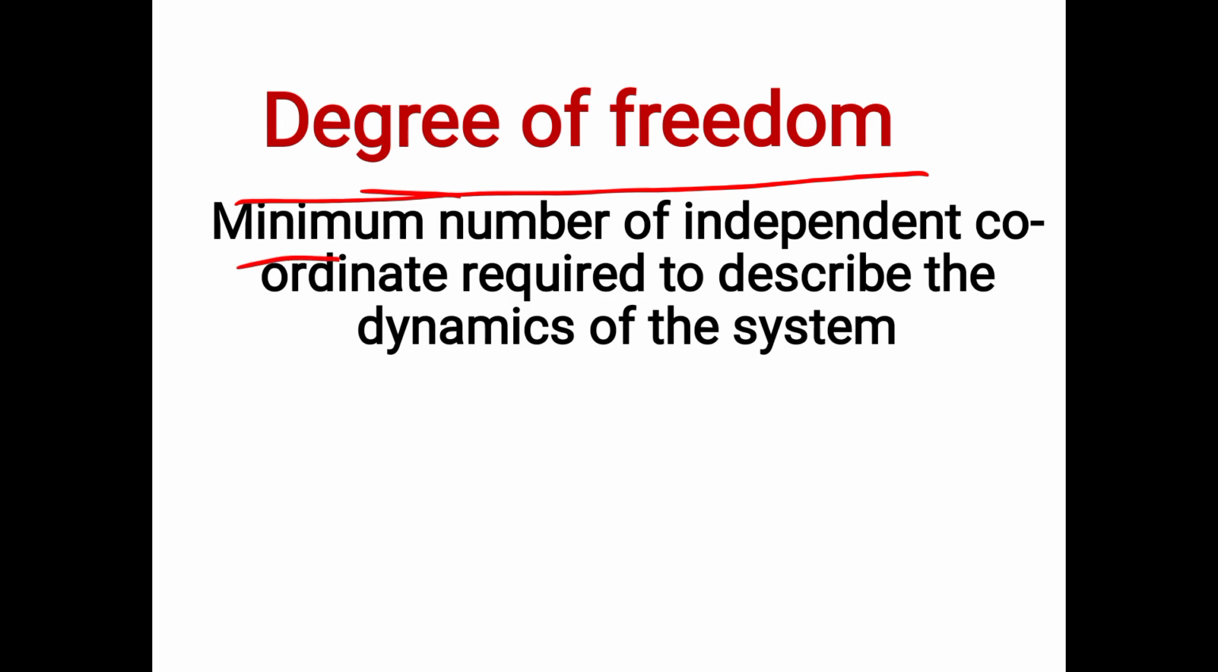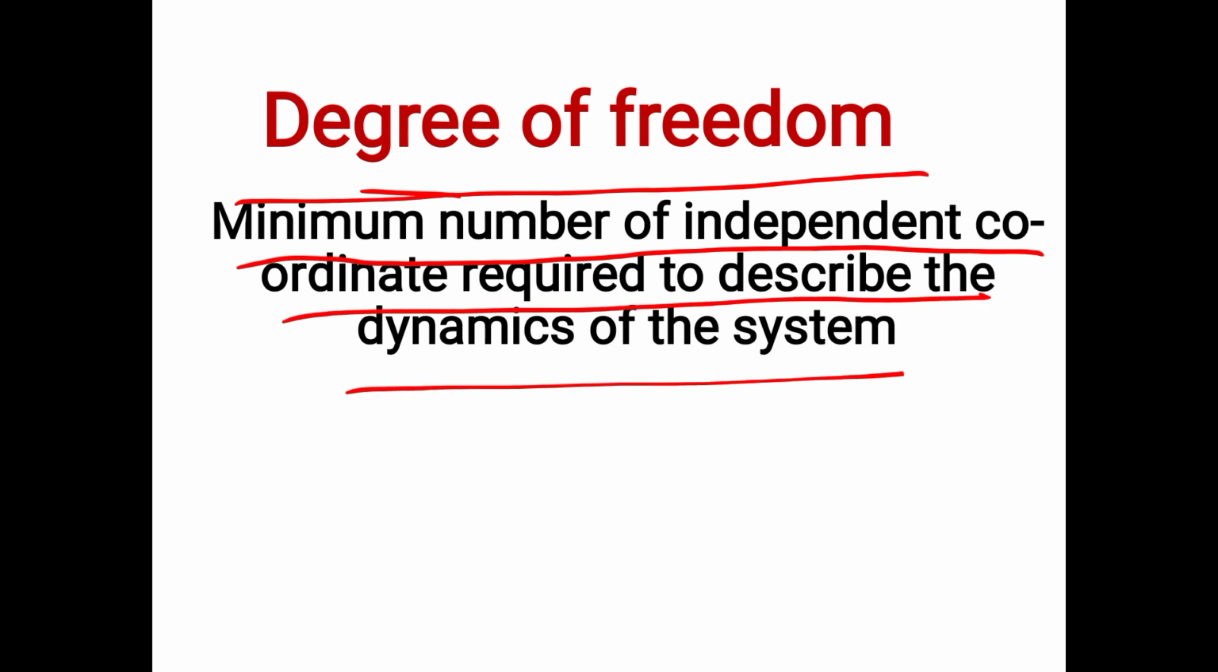The minimum number of independent coordinates required to describe the dynamics of a system is known as degree of freedom of the system. Basically, the degree of freedom of a system is the minimum number of independent coordinates required to specify the dynamics of a system. What do you mean by independent coordinate?